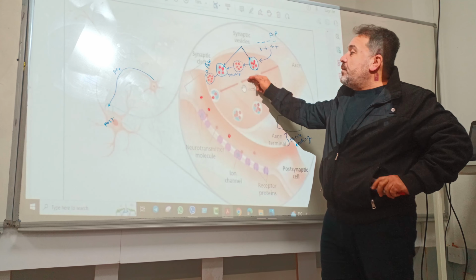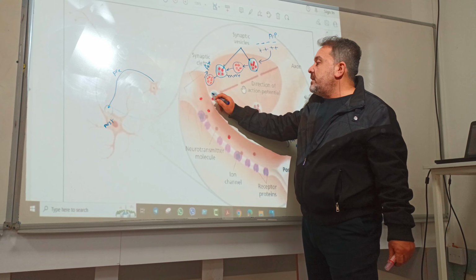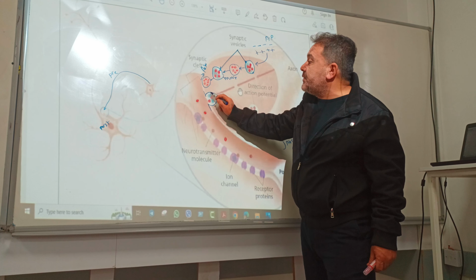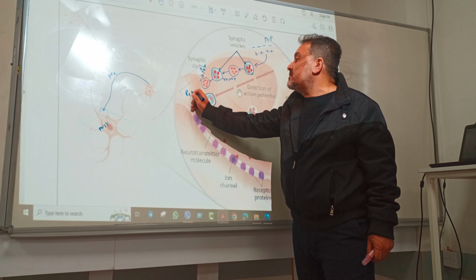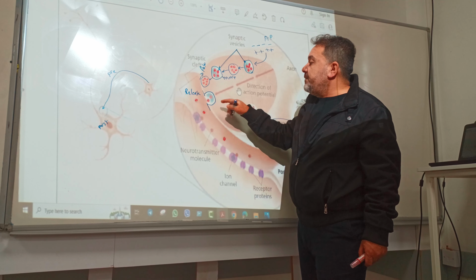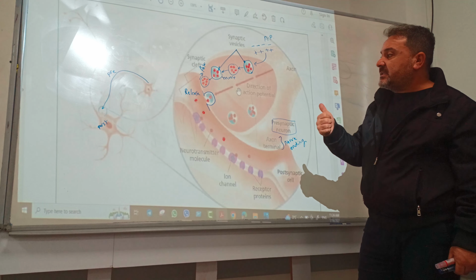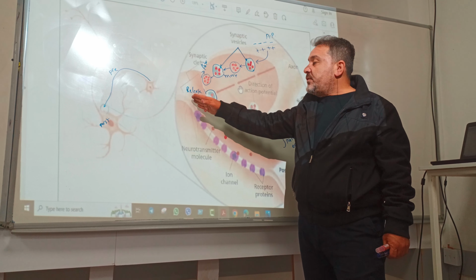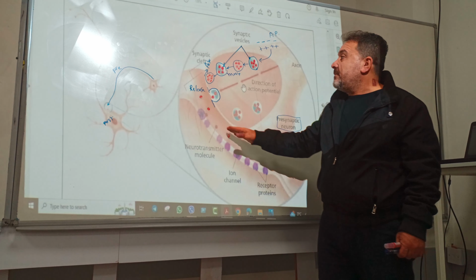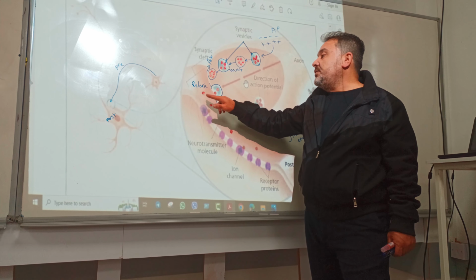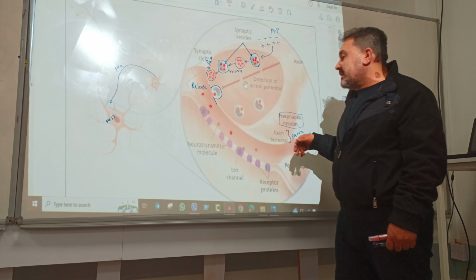So because of the movement and fusion, what will happen here? Release of neurotransmitter into the synaptic cleft. Third step: the neurotransmitter quickly diffuses throughout the synaptic cleft. Quickly diffuse is the keyword for the quick diffusion of the neurotransmitter throughout the synaptic cleft.